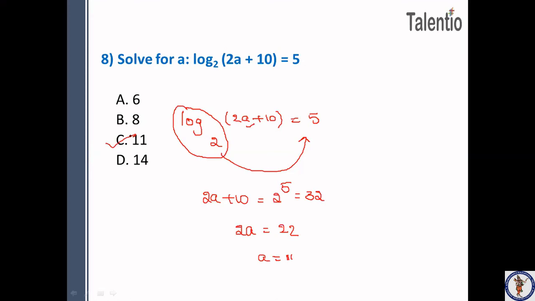Yes. Try to solve the next one. Here they have given that log x base a is equal to b, which means x is equal to a power b.